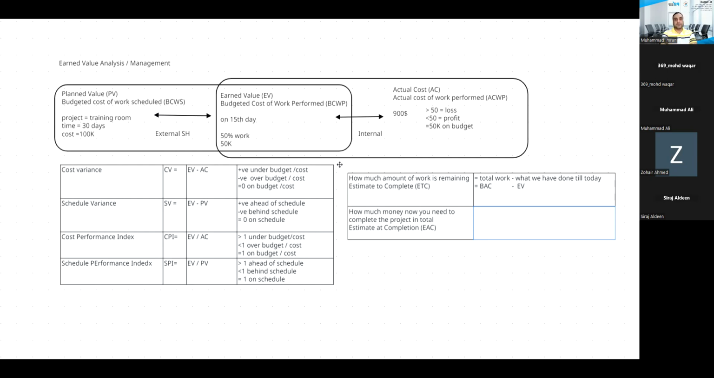ETC is the amount of remaining work, right? Which we did in the previous column. I can write like this, or I can write like this: actual cost plus ETC, or BAC minus EV. What we spent till today is actual cost, and amount of remaining work is ETC.